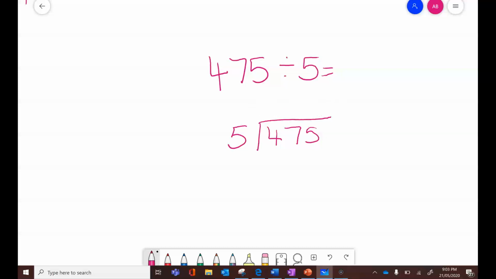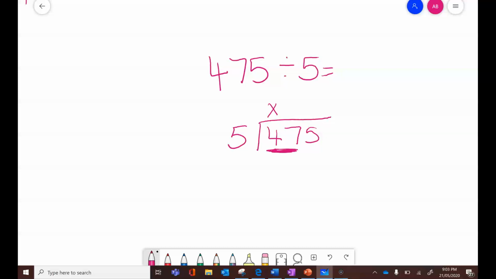Let's work it out. So first of all, I start with 4 here. Can I do 4 divided by 5? How many groups of 5 are in 4? Well, there's none. I can't do that. So I look to the next one. 47. I'll just put that little cross up at the top because you couldn't do that one. 47 divided by 5. I can definitely do this. There's definitely sets of 5 in there.